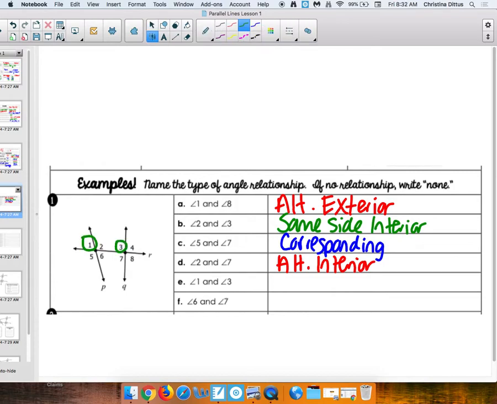One and 3. What do we think? Corresponding. Why? Because I have an exterior and an interior on the same side, and they're on the same side of my transversal. They're in the same spot, to the left of P and Q and above R. So they are corresponding.